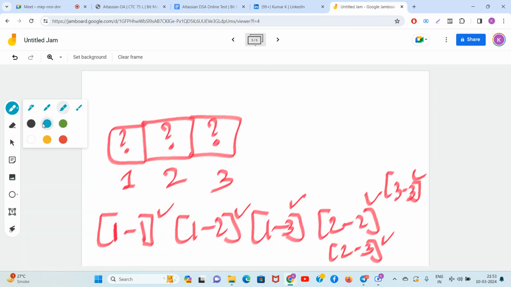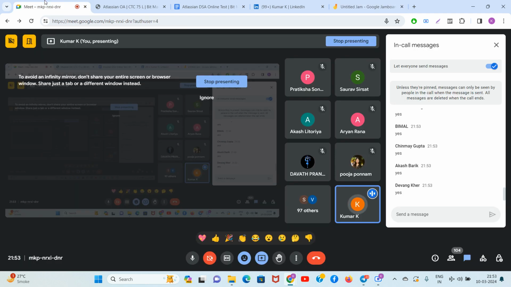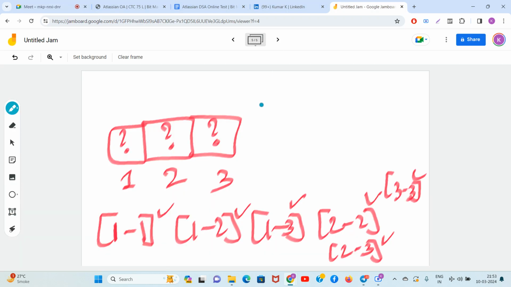Now guys, a new guy is entering in your life. Now a new girl is entering in your life. Her name is Four. So index number 4, new girl is coming.